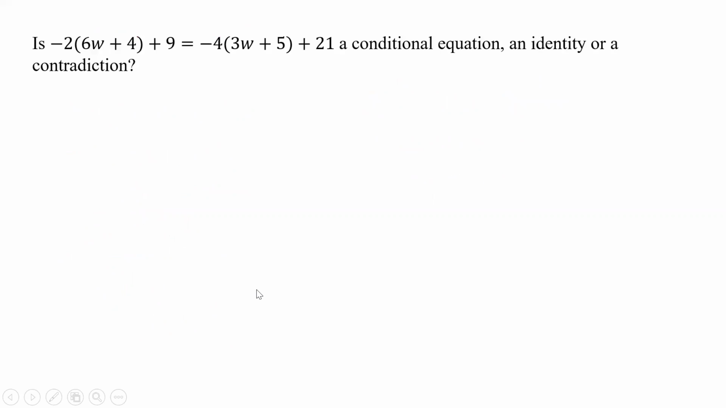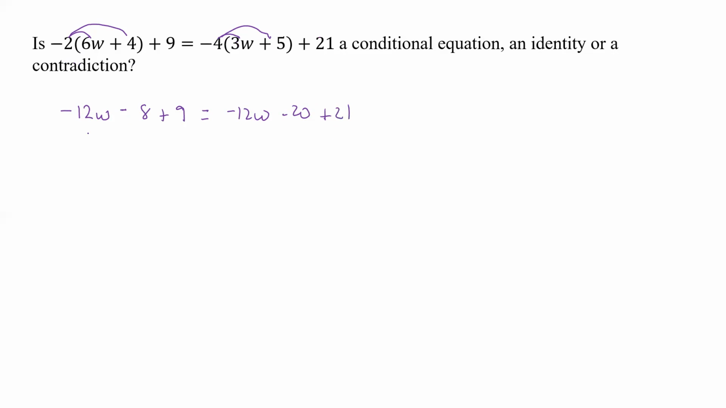What about this one? We're supposed to determine if it's conditional, identity, or contradiction. So that means we have to solve it. And so what we'll do is we'll go ahead and distribute here and here and write that answer below. So minus 2 times 6w, minus 12w. Minus 2 times 4 is a minus 8, plus 9 equals, that's a minus 12w, that's a minus 20, and then that's plus 21.